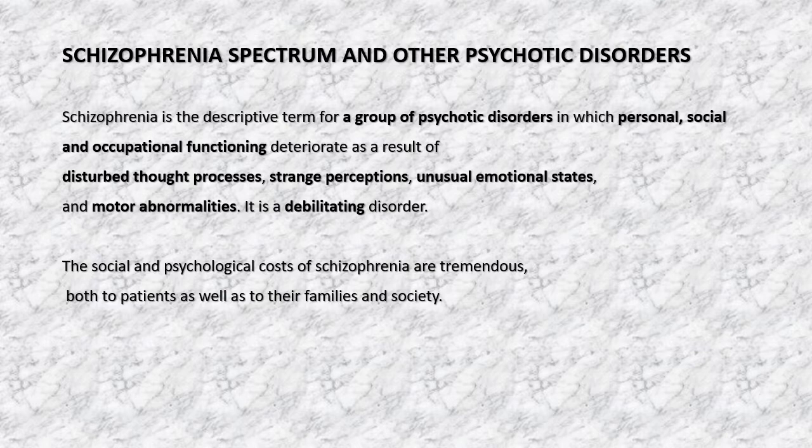Alright. So schizophrenia is a descriptive term for a group of psychotic disorders in which personal, social, and occupational functioning, disturbed thought processes, strange perceptions, unusual emotional states, as well as motor abnormalities are also there. So as a whole, it is a debilitating disorder. There is complete disorientation that a person with schizophrenia has. The social and psychological cost of schizophrenia is tremendous, both to patients as well as to their families and society.